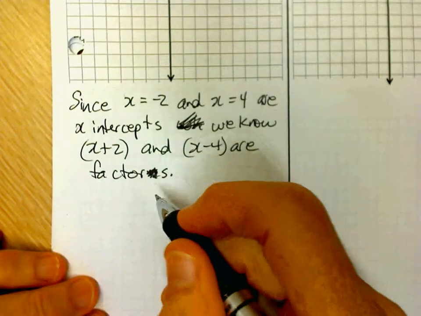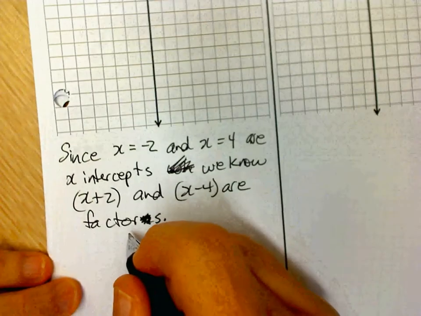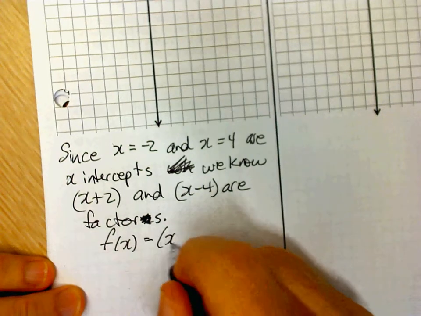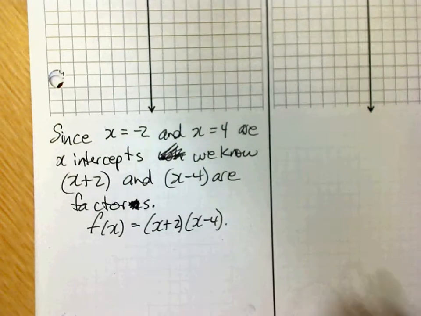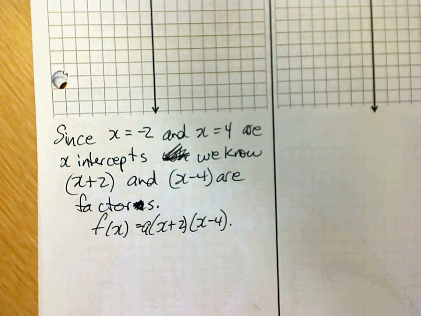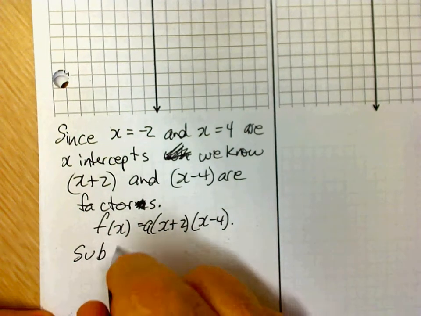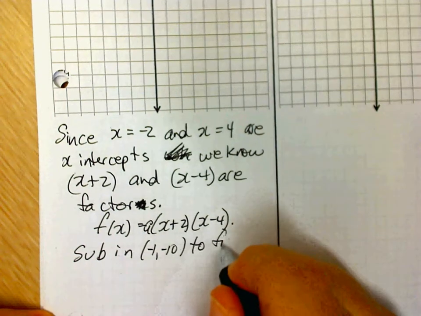So if we were to set this up into this equation, we have f(x) equals x plus 2 times x minus 4. So far, so good? Oh, with a in front. So what do we use the given point for? We're going to sub in -1 comma -10 to find a.